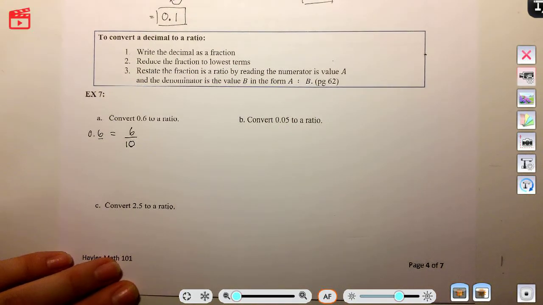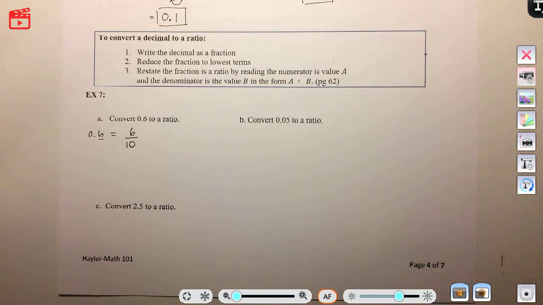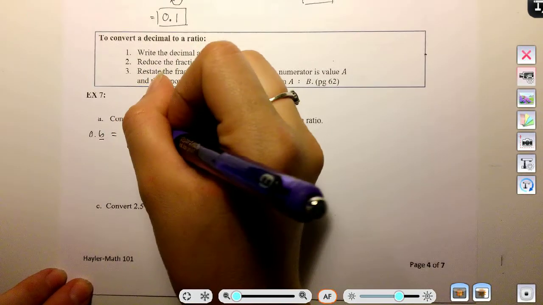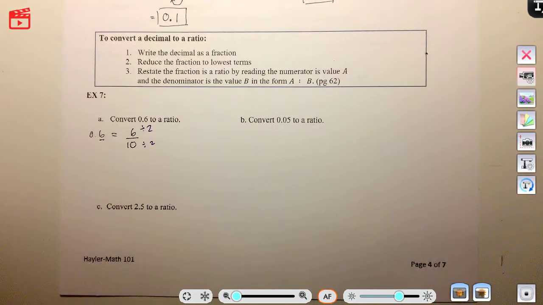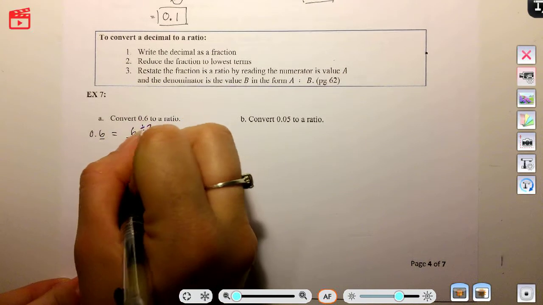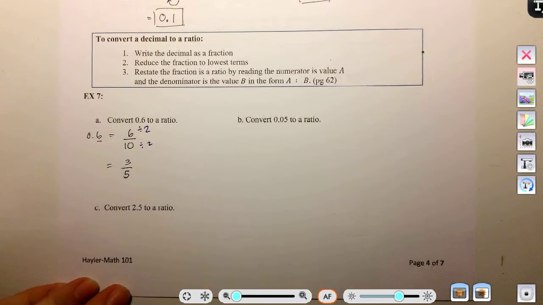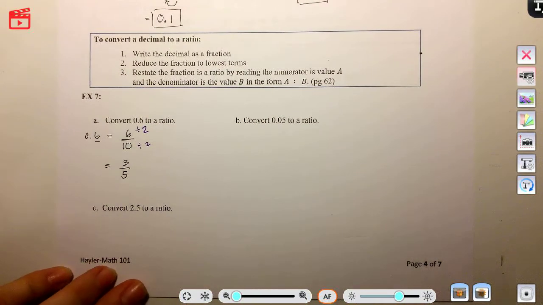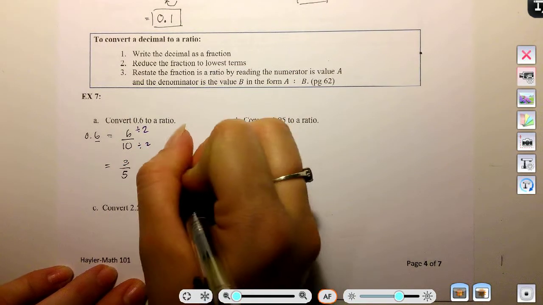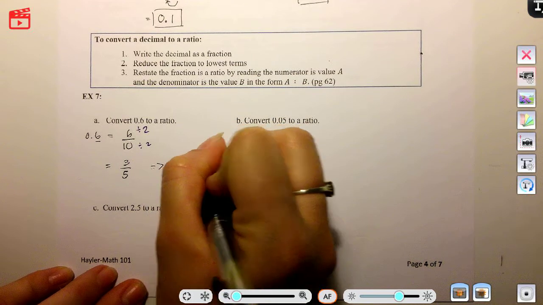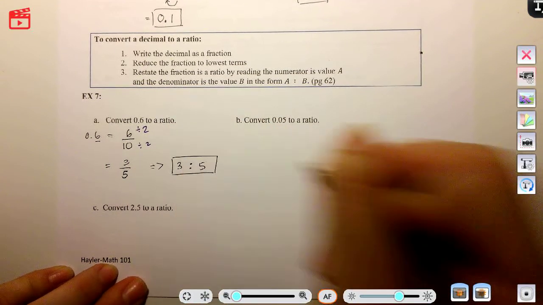And then, let's see, the next step is reduce the fraction. Okay, 6 and 10, are they divisible by a similar number? 2. They're both divisible by 2. Okay, dividing both by 2, I get 3 over 5. That's a fraction, so the last and final step is to rewrite that as a ratio, which is 3 to 5. Not too bad.